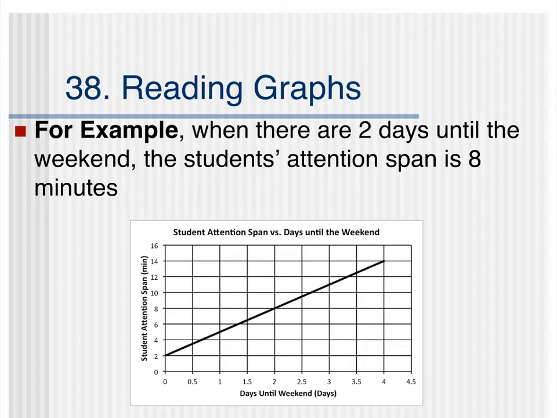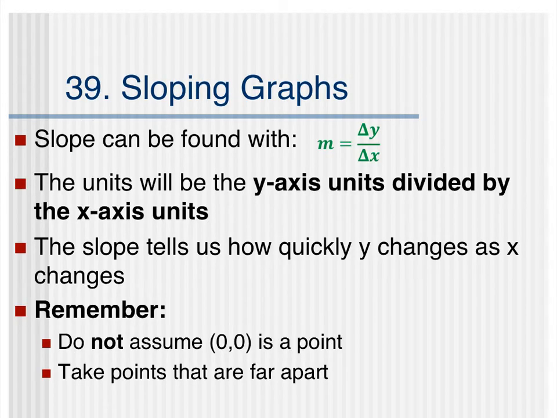We have a quick example here. We have this graph of student attention span versus days until the weekend. When we read the graph, we're going to be looking at the values on the y-axis. So if we want to know what the student attention span is when there are 2 days until the weekend, we look here at 2 days, and we go over, and we see that the value on the y-axis is 8. So 8 minutes. Here is our y value for a given x value of 2 days.